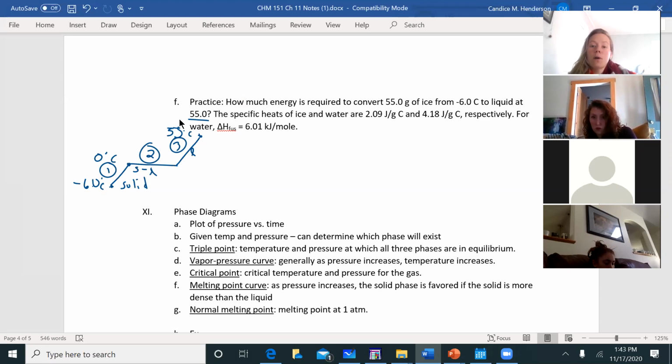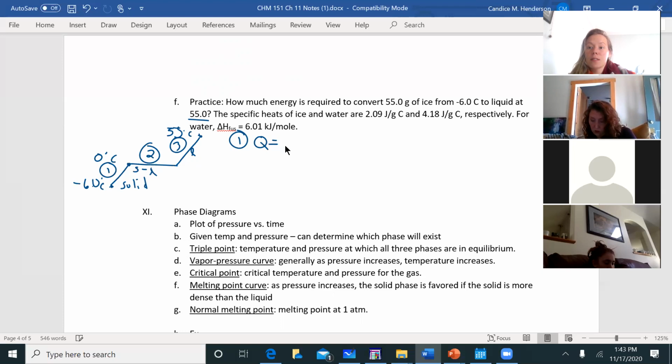On the flats, you want to use vaporization, you want to use fusion. On the angles, you want to use Q equals mcΔT. So for the first one, section 1, I have ice at -6. It's starting at -6, and I want to bring it up to 0 degrees. So how much energy does that require?